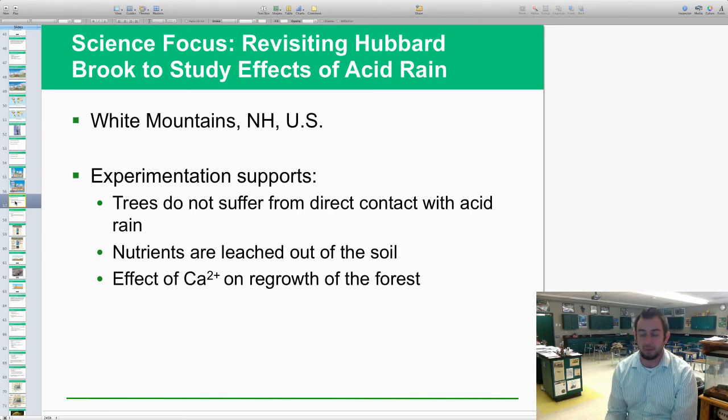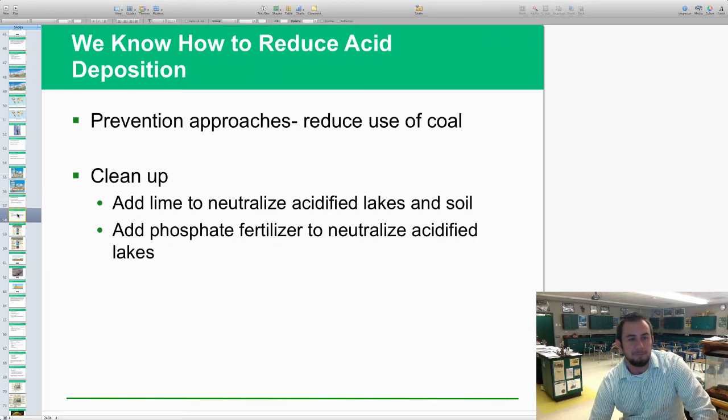A lot of that calcium, magnesium, the things that are used in tree growth, take decades to restore in soils. And once they were leached out because of that acid rain, the trees didn't have enough of the nutrients that they need, and so then those ended up dying off. So that's one of the science focus sections there. All right, so let's take a look at how we reduce acid deposition.